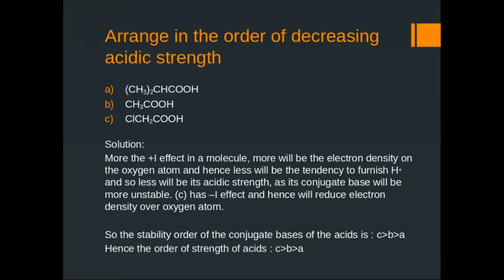Now for A, isobutyric acid. In isobutyric acid there are 2 methyl groups, that is 2 plus I effects acting together. So the oxygen is getting more negative charge compared to the one CH3 group present in acetic acid. So the oxygen has more tendency to maintain the OH bond, and so the chances of releasing H plus ions in the solution become less, and so isobutyric acid will have the least acidity. Sorry.